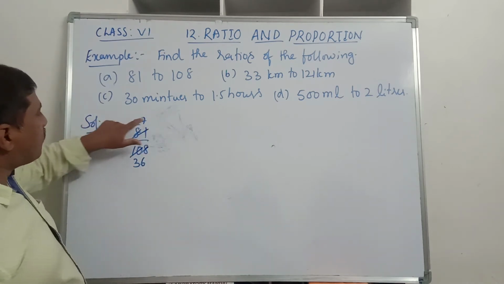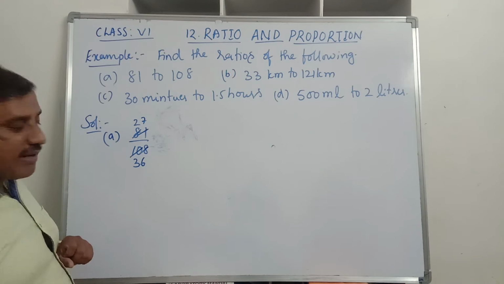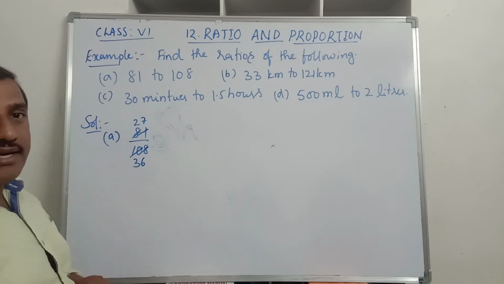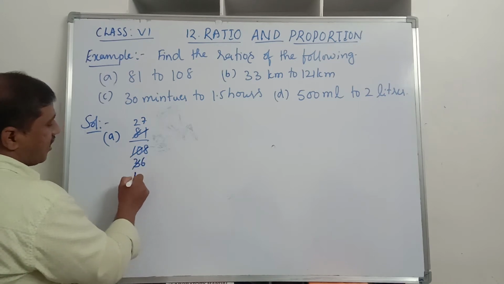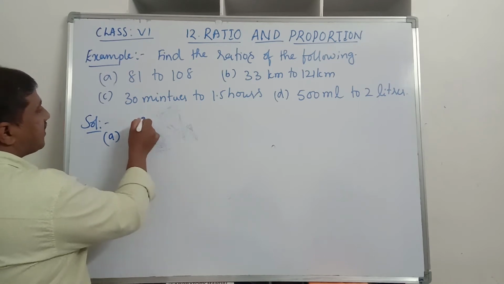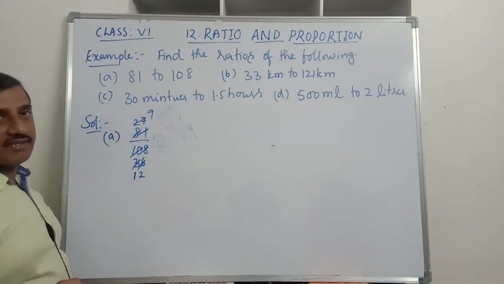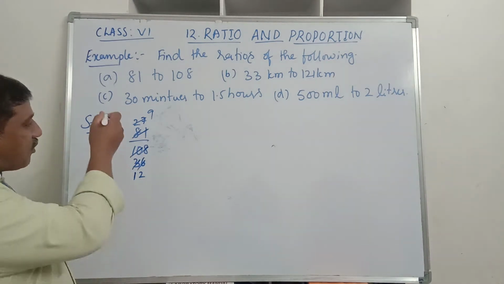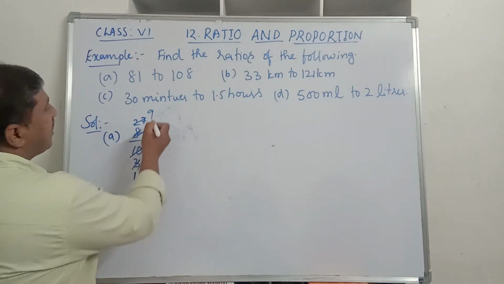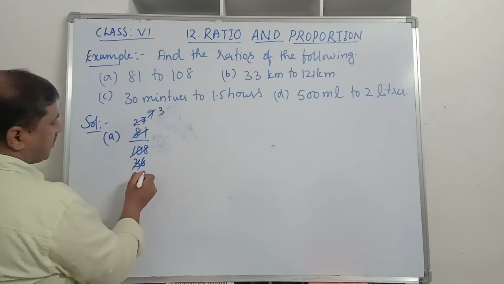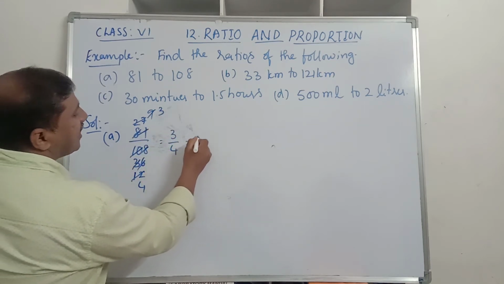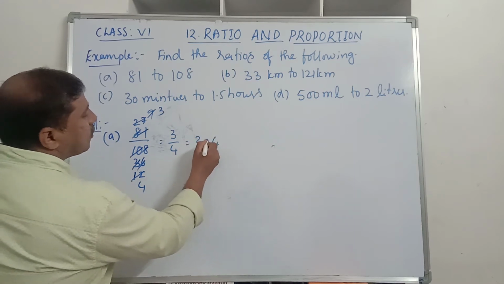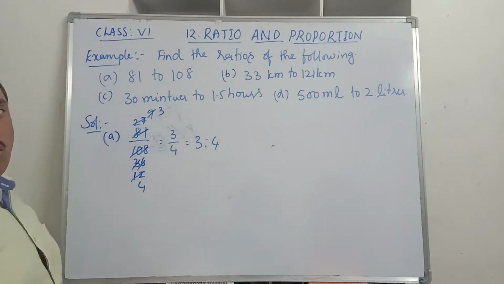Again 27: 2 plus 7 is 9, divisible by 3. 3 plus 6 is 9, divisible by 3. So 3 1s are 3, 3 2s are 6, and 3 9s are 27. Again, both are divisible by what? 3. 3 3s are 9 and 3 4s are 12. So what we got is 3 by 4, that is 3 is to 4. So what is the ratio? It is 3 is to 4.